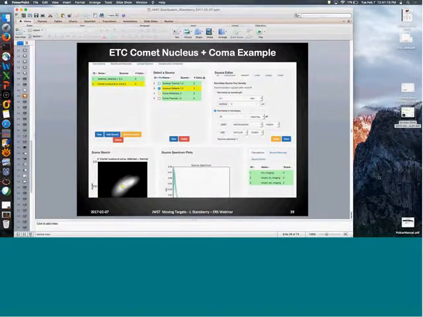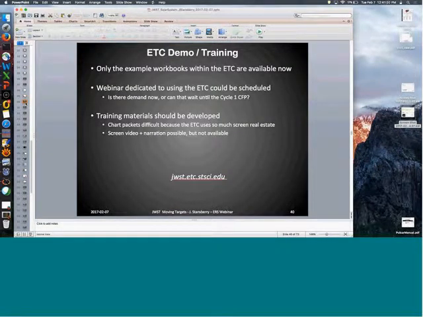Okay, yeah, I see Brian sent out a link to the JWST help desk, which is a little bit easier to remember than the one that I had provided. So we obviously have to find a way to get people onto the ETC so that they can use it for themselves.